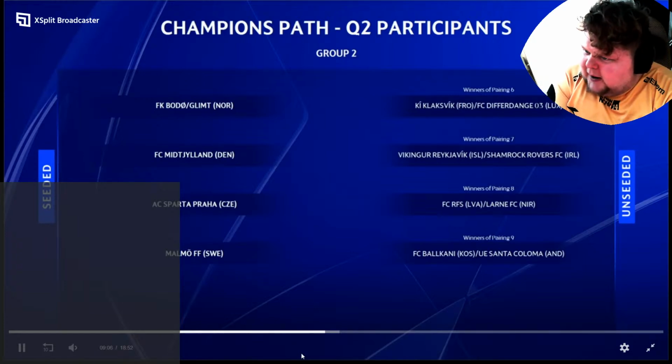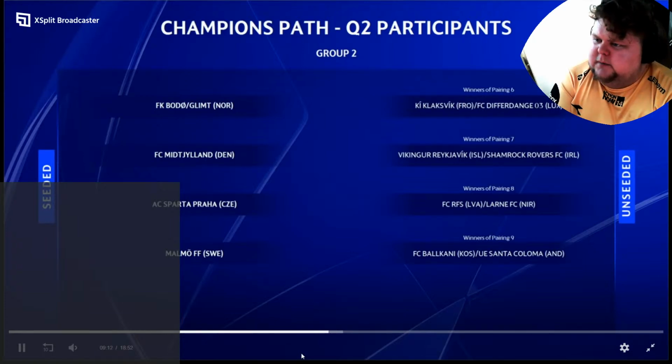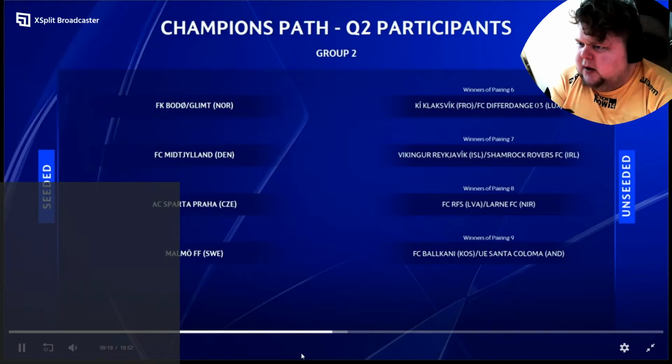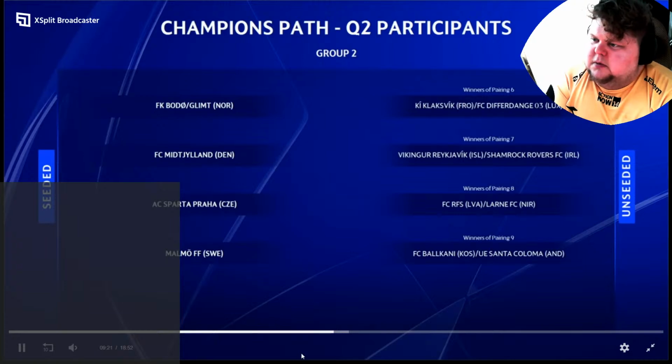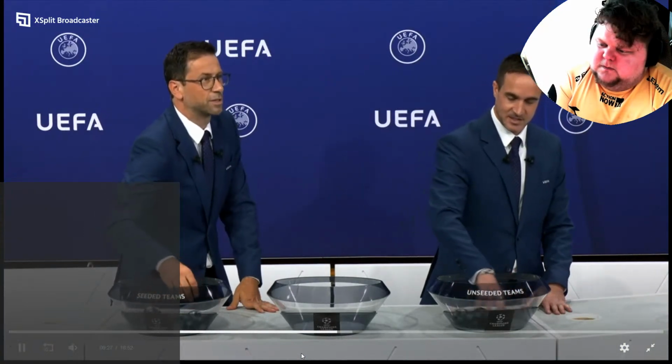The winners of pairing 7, maybe Vikingur Reykjavik from Iceland or Shamrock Rovers FC from Republic of Ireland. The winners of pairing 8, FC RFS from Latvia or Larne FC from Northern Ireland. And the winners of pairing 9, either FC Balkani from Kosovo or UE Santa Coloma from Andorra. So we're ready. Let's start with Group 2.